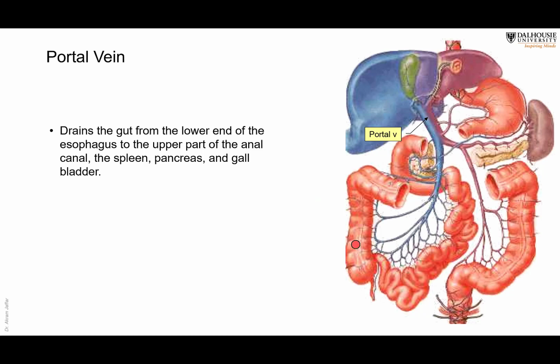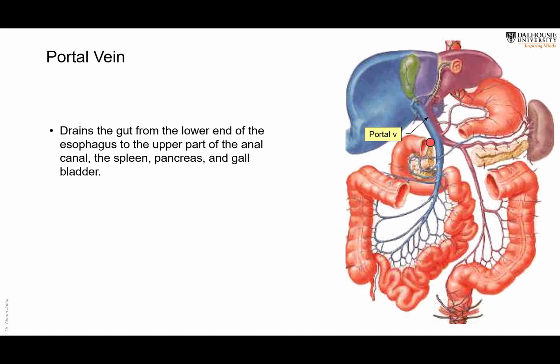You can see the tributaries of the portal vein, starting from the distal end of the esophagus, stomach, including the pancreas, the spleen, all the small intestine, large intestine, down to the anal canal. All of these structures are ultimately drained into the portal vein. And the portal vein will divide inside the liver, and then the blood will be collected by hepatic veins to go to the circulation. The portal vein does not drain into the inferior vena cava.